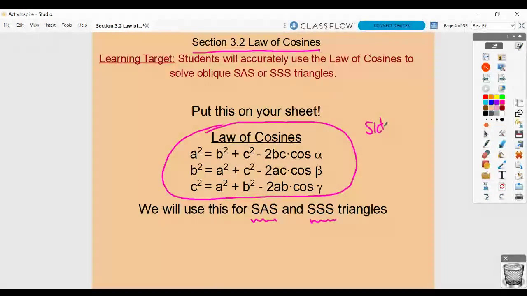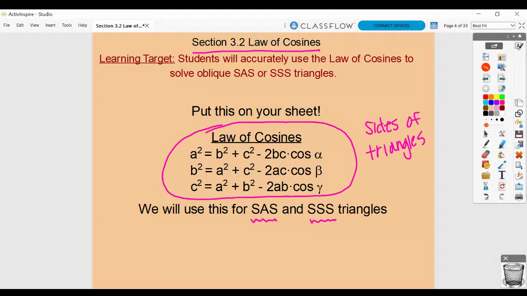So sides of the triangles. They are very similar, but you have to make sure you have everything in the correct order. So a squared equals b squared plus c squared minus 2bc times cosine of alpha. B squared equals a squared plus c squared minus 2ac cosine of beta. And c squared equals a squared plus b squared minus 2ab cosine of gamma.